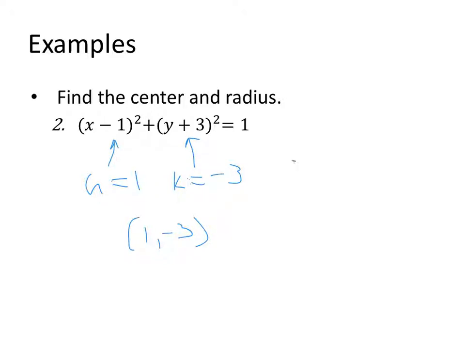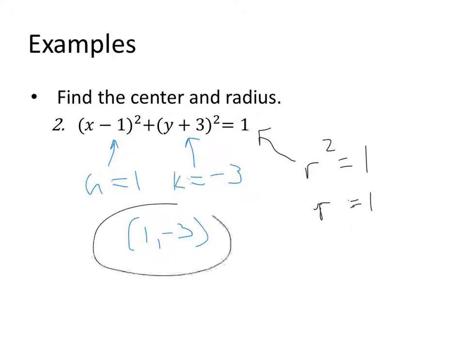Similarly, we ask ourselves, what's the radius? If r squared equals 1, then r equals a positive 1. So I have my center and my radius as I wanted.